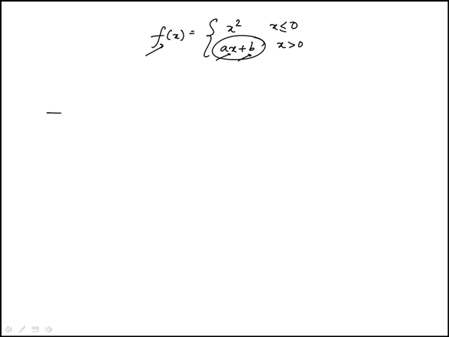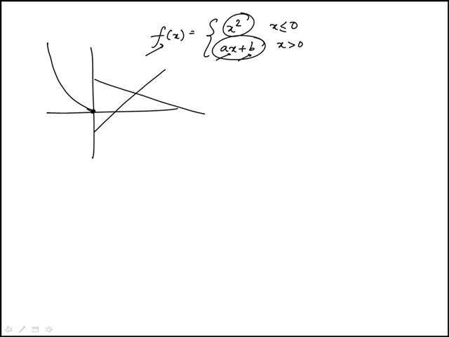So if I were to draw this out roughly, for x negative, it's x squared. So this is the half of the parabola, and this is also including 0. And then for x positive, it's a straight line. So it could be something like that, or it could be any of the lines. It could be something like this.